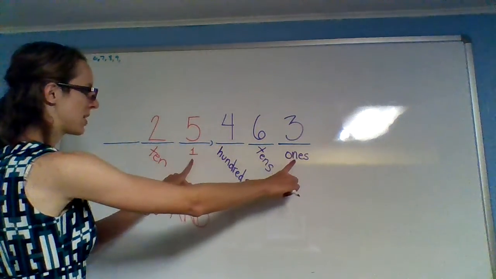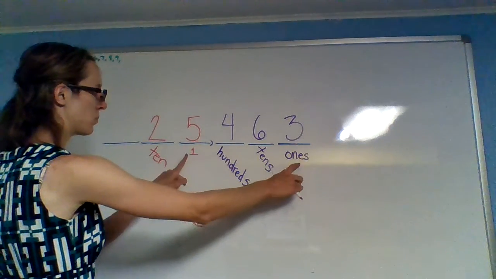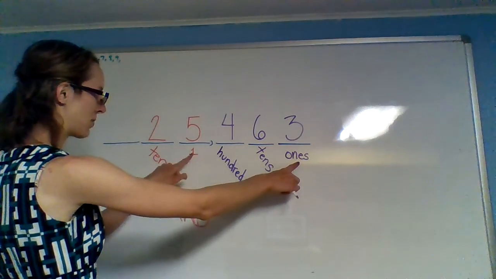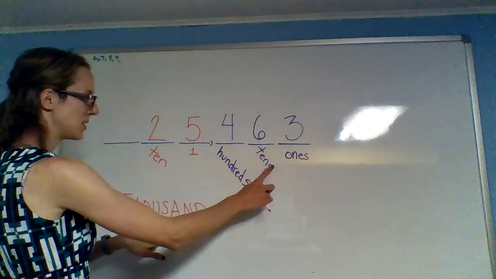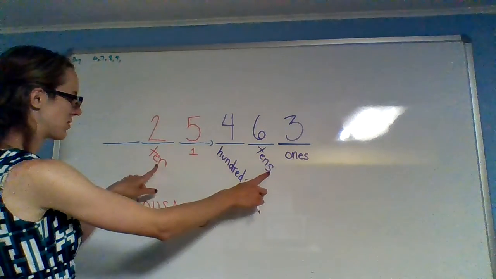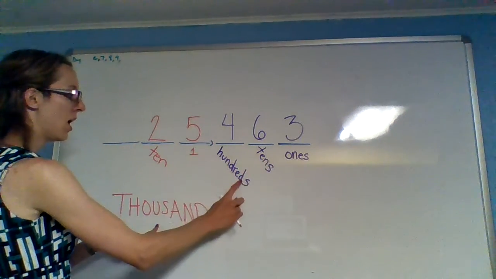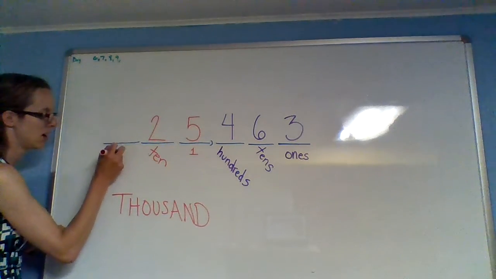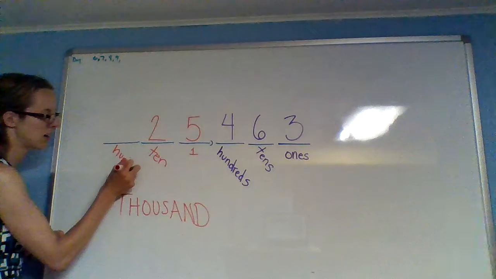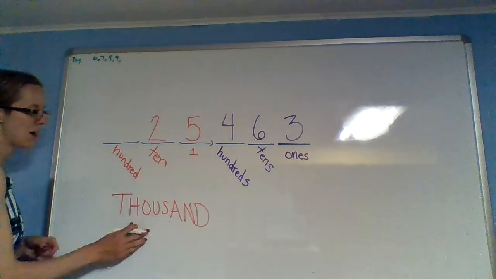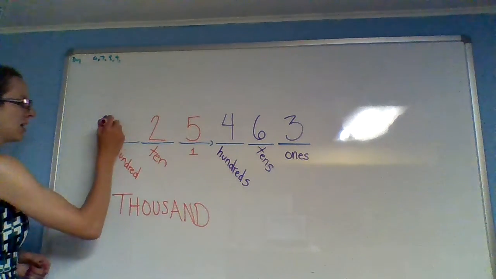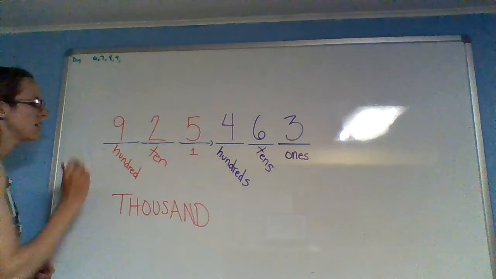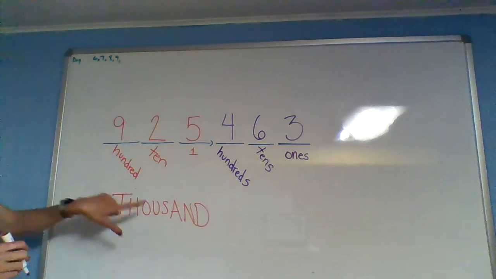See how our spots kind of match up going along? So ones, after the comma we have 1,000. Tens, after the comma we have 10,000. Hundreds, after the comma we will have 100,000. So if I put a 9 out here, I have 900,000.